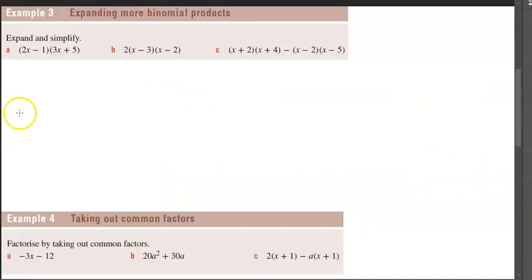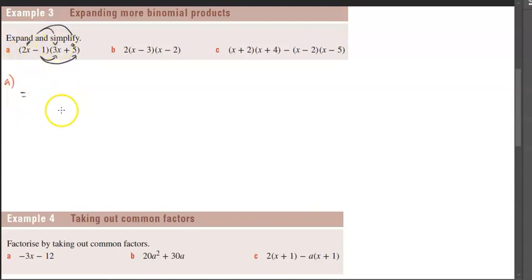We've got a few more examples here. Expand and simplify. So now we're just using first outside, inside, last rule. Draw your arrows to indicate what's being distributed out.